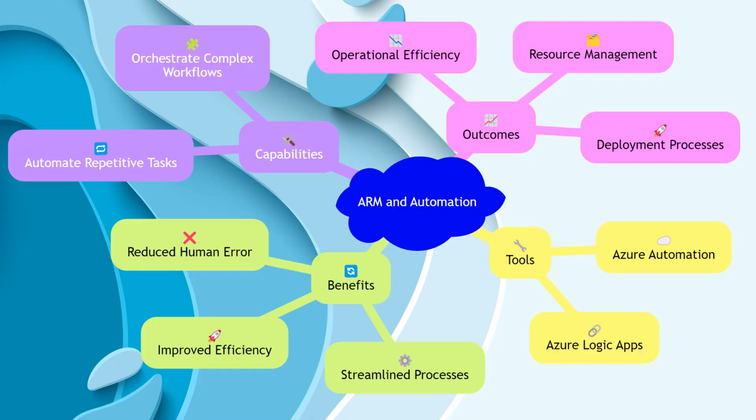ARM supports automation and orchestration through tools like Azure Automation and Azure Logic Apps. By automating repetitive tasks and orchestrating complex workflows, you can improve operational efficiency and reduce the risk of human error. ARM enables you to create automated solutions that streamline resource management and deployment processes.